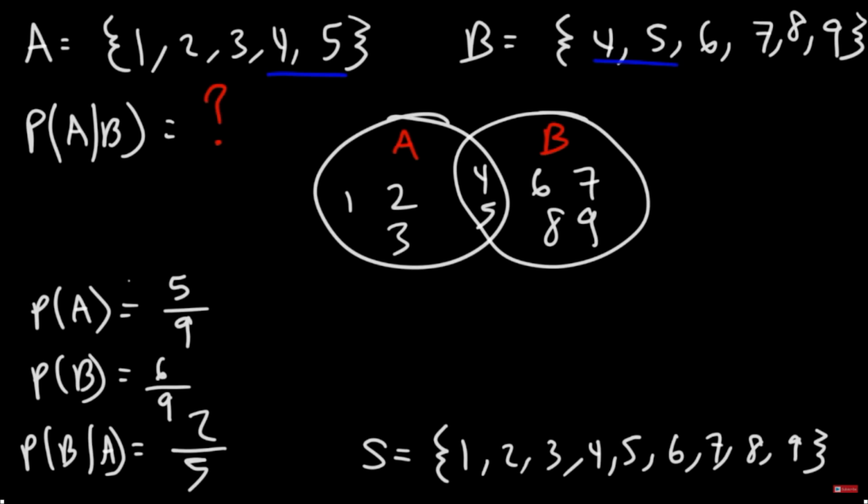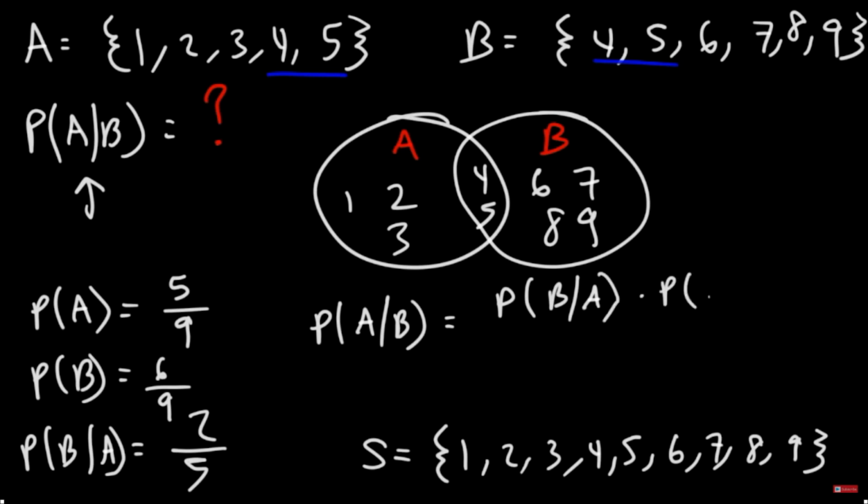So now, with this information, we can calculate this particular conditional probability. The probability that A will occur, given that B has already occurred, is going to be P of B given A, times P of A over P of B. And let me get rid of this.